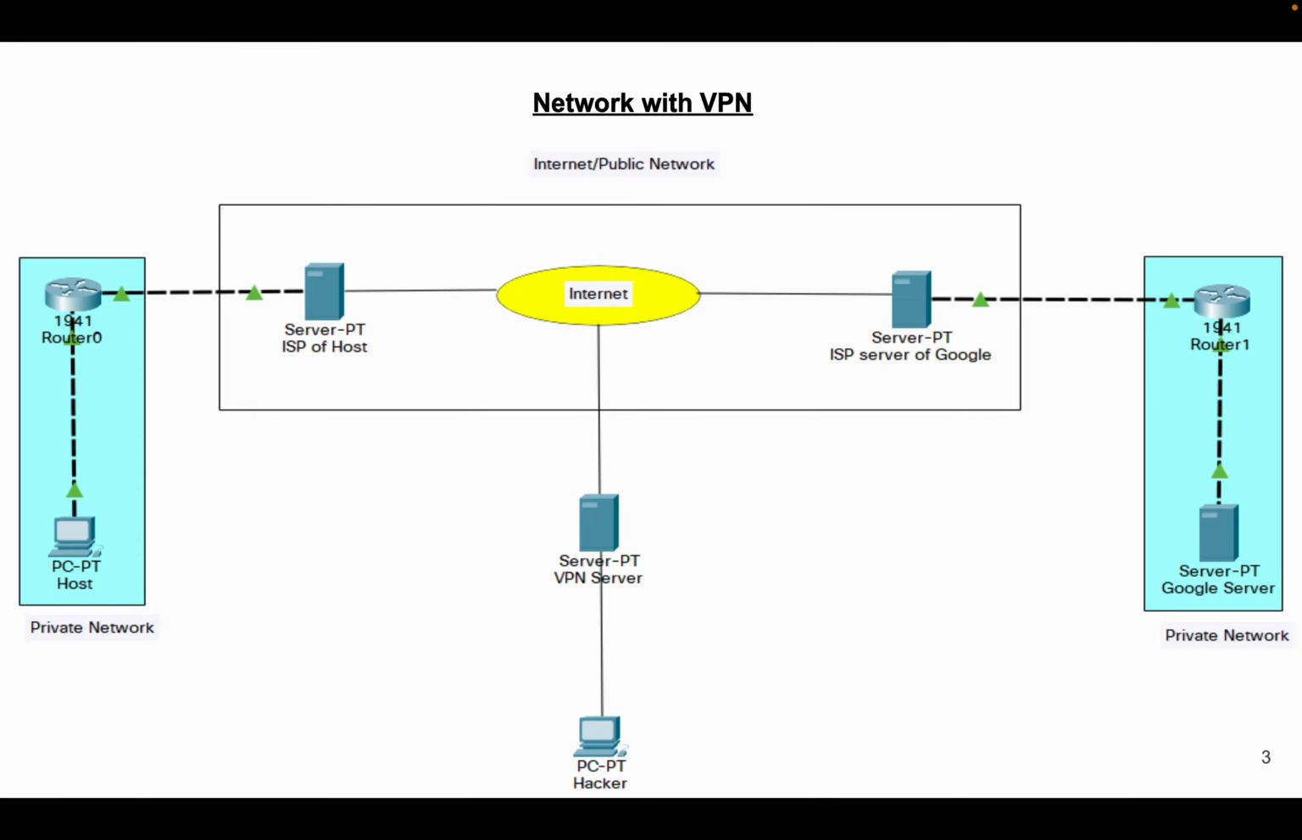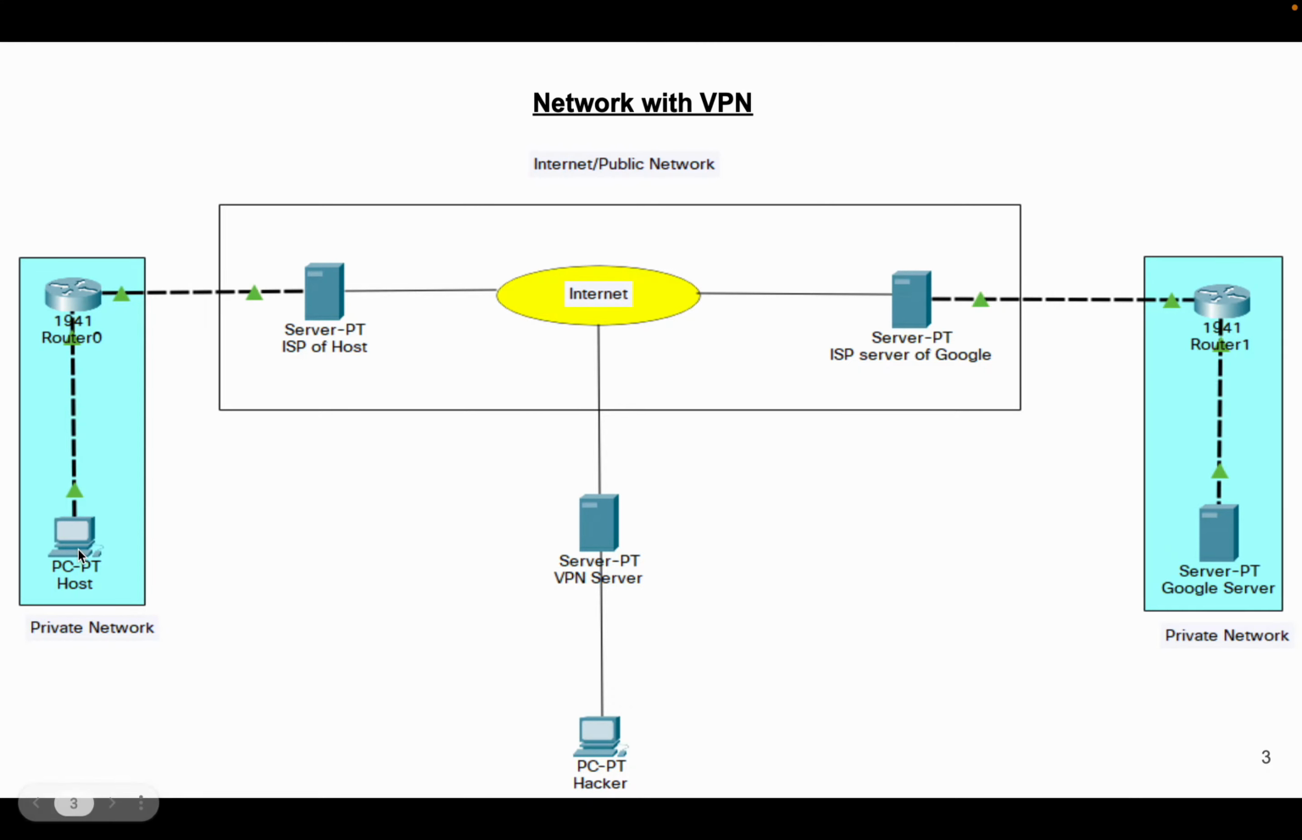You can see there is a network which we used Cisco Packet Tracer to create, but it is a network with the VPN server. So here this is my PC and I want to access some prototype or some website from Google. So for that, a separate connection is established between my PC and the Google server.